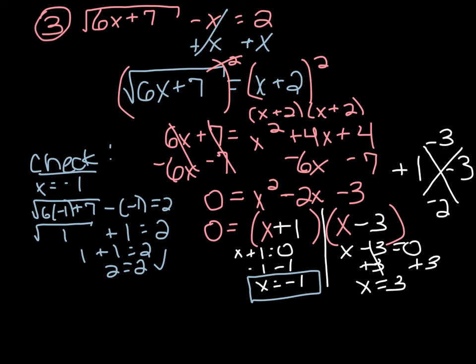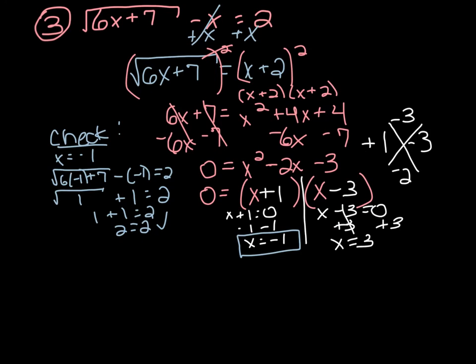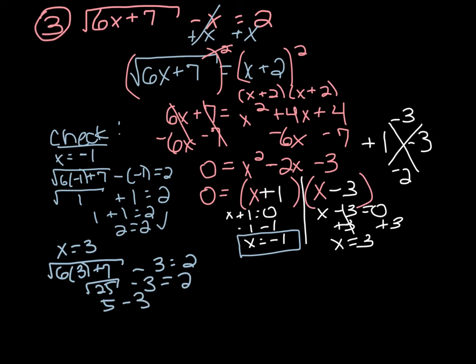Now I need to check that 3 works. So when x equals 3, the square root of 6 times 3 plus 7 minus 3 equals 2. Well, 6 times 3 is 18. 18 plus 7 is going to give me 25, so it's the square root of 25. Minus 3 equals 2. I get 5 minus 3 equals 2, which means 2 equals 2. So this works, so this is also a solution.